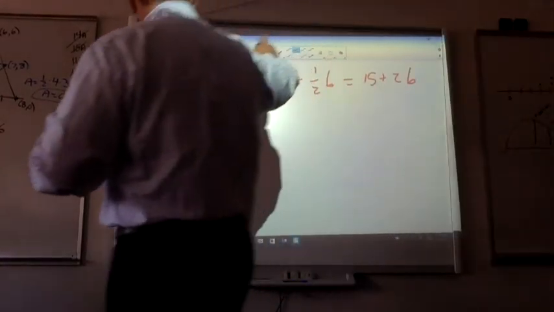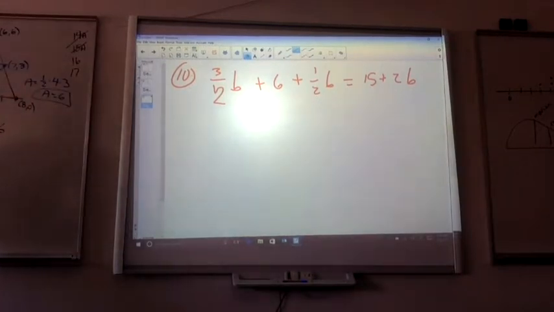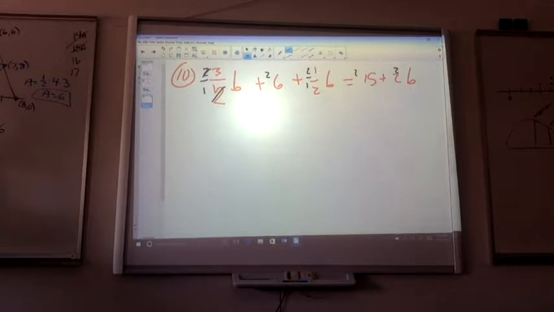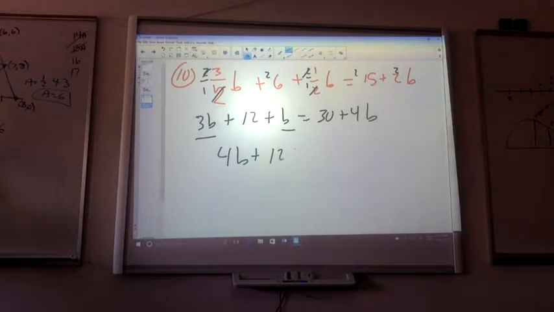All right, so if I multiply all the terms by 2 over 1 or just 2, which is the same thing, I can clear my denominator. So these are going to cancel. That's going to give me 3b plus 12. That's going to cancel. That gives me 1b, or just b, equals 30 plus 4b. Combine like terms. This and this are like terms, so I'm going to get 4b over here plus 12. Over here I have 30 plus 4b.